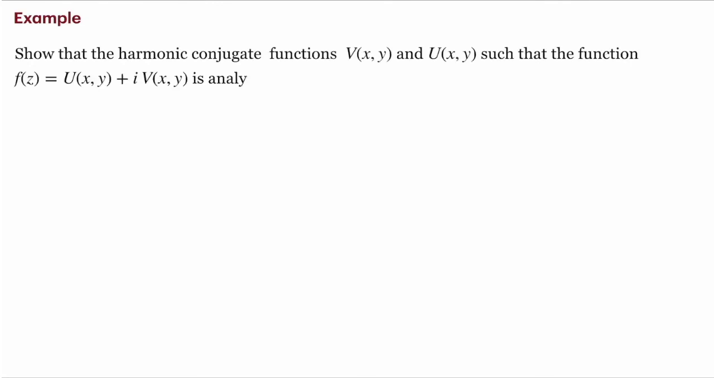Show that for the harmonic conjugate functions v of xy and u of xy, such that the function f of z equal to u plus iv is analytic in the domain, del u dot del v is equal to 0, which we have shown as an example. Now it is your job to show it formally using the Cauchy-Riemann condition, and these things are not usually very hard. Let me stop here and continue with the next lecture.